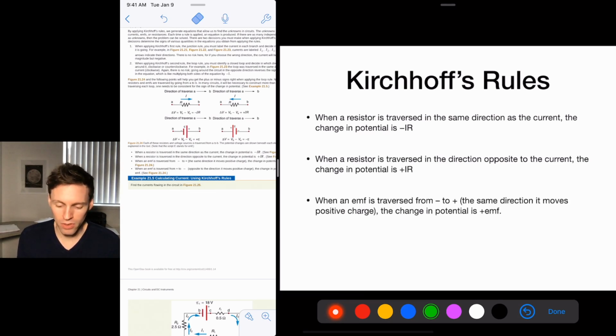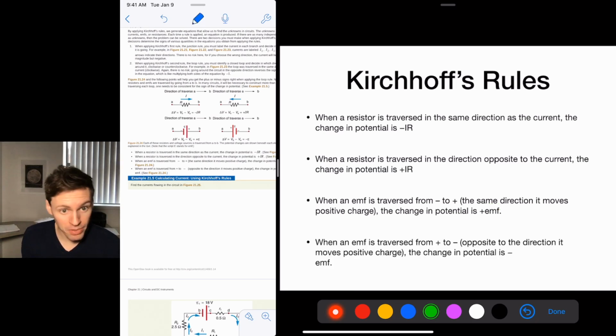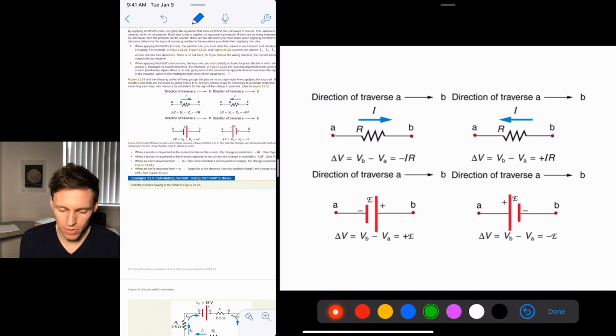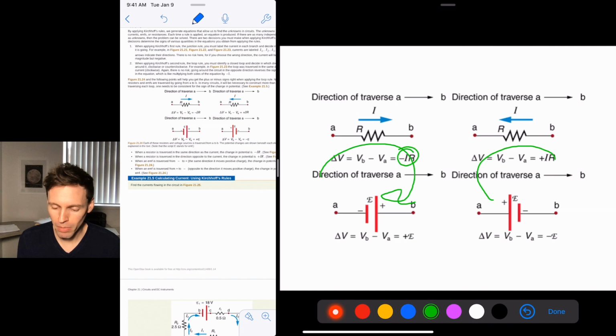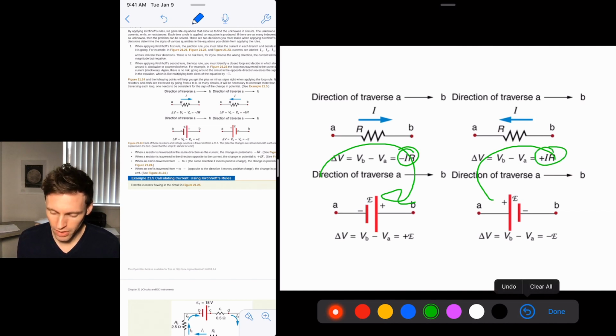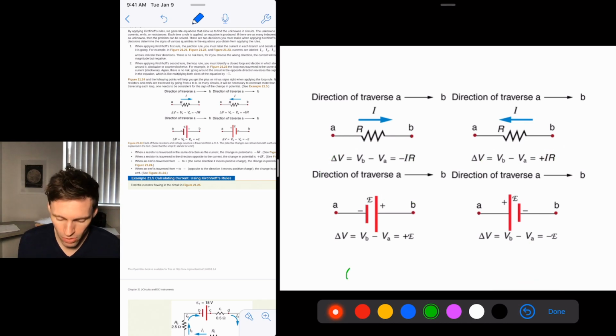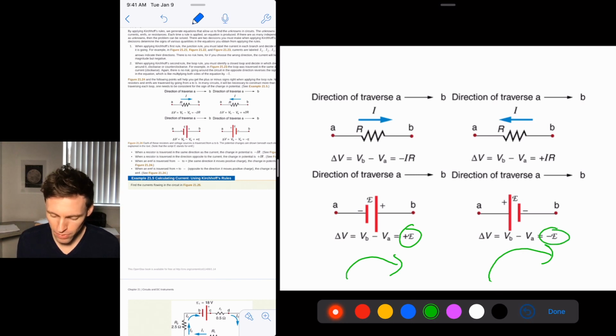When an EMF is traversed from minus to plus, the same direction as it moves, then that's your plus voltage from the battery, and then each one is minus. If you go the opposite direction, now you got to do a minus EMF. So it just makes sense. So you're going around in your loop, that's a minus IR drop. You're going around in your loop, but the current is the opposite direction, that's a plus IR, okay? And then EMF, same thing, you're going around in your loop, that's a plus EMF. You're going around in your loop the other way, that's a minus EMF, okay?